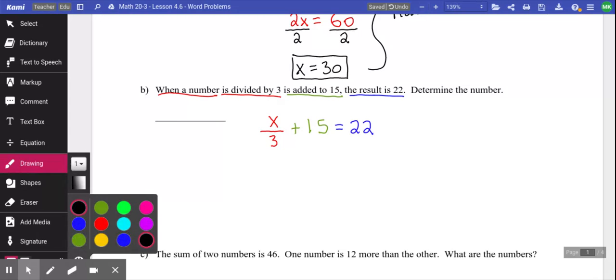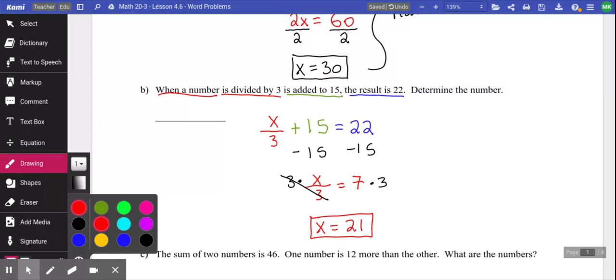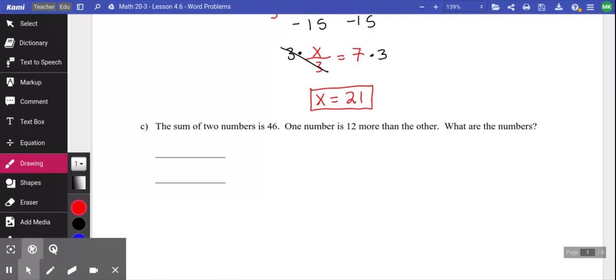The first thing we have to move is definitely that plus 15. The opposite of plus is minus. So we subtract 15. That leaves me with x divided by 3 equals 7. Now we need to get rid of that 3. That's a divide by 3, so the opposite of divide by 3 would be multiply by 3. So those will cancel, and I'd be left with my answer of x equals 21. So that mystery number was 21. All right, let's move on to the next one.